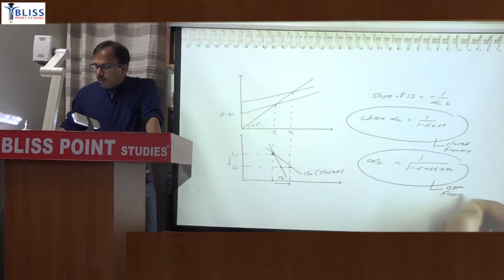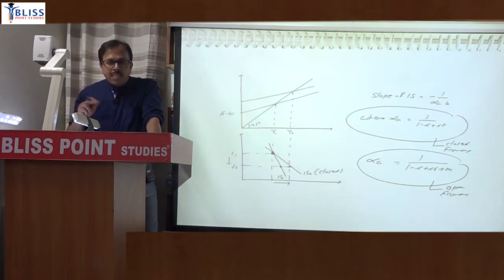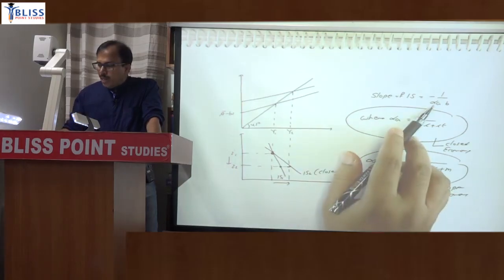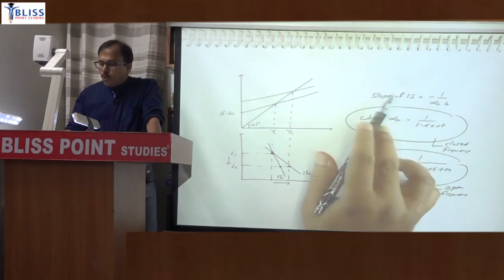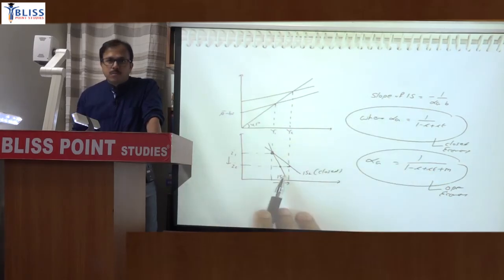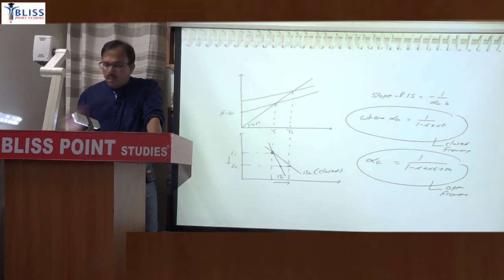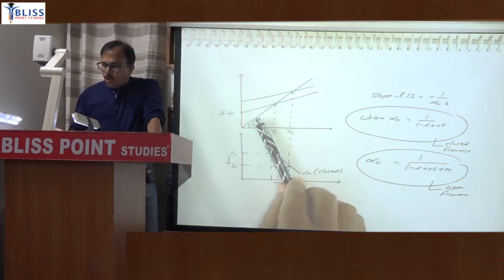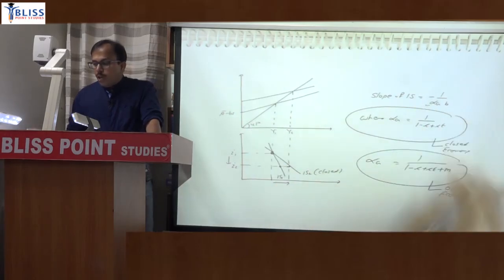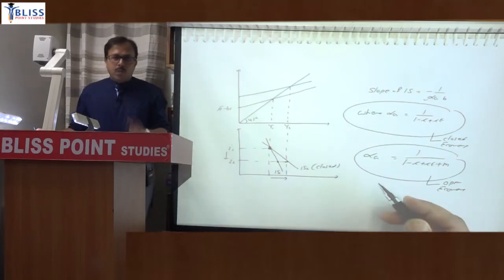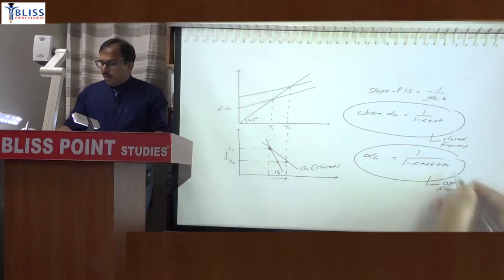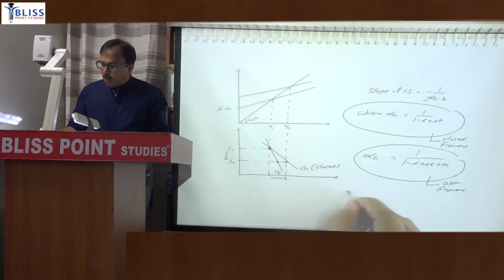So in an open economy, the multiplier is less. But if the multiplier is less, then the slope will be more, because slope varies inversely with the multiplier. If the slope is more, then the IS curve will be steeper. So that is the technical reason why the IS curve is steeper in an open economy: the value of the multiplier is less in an open economy. And remember, the distinguishing factor here is this marginal propensity to import.